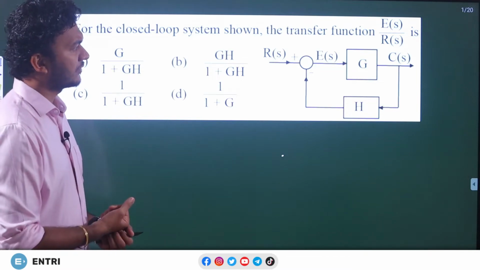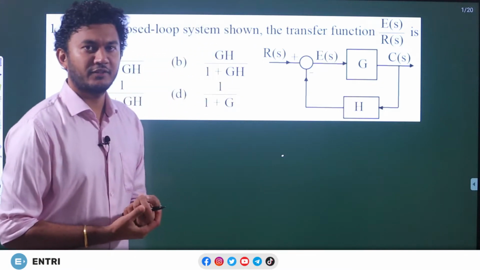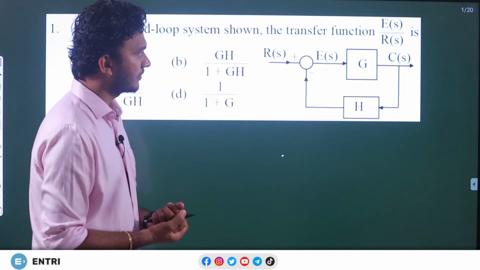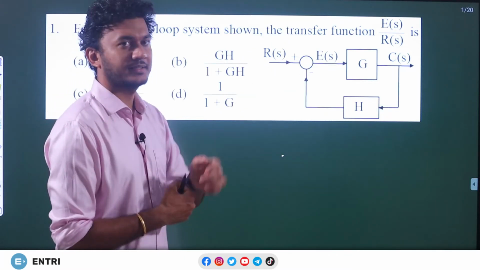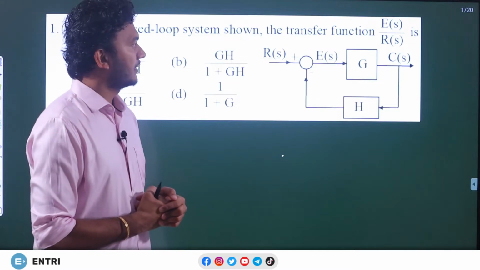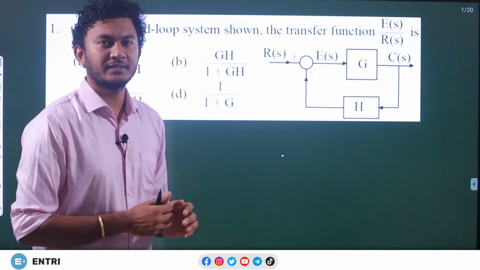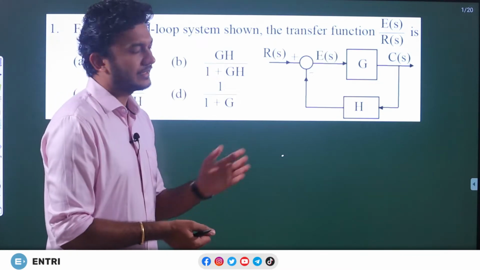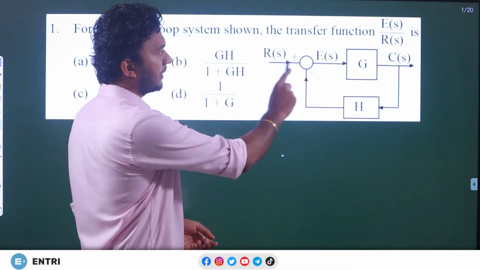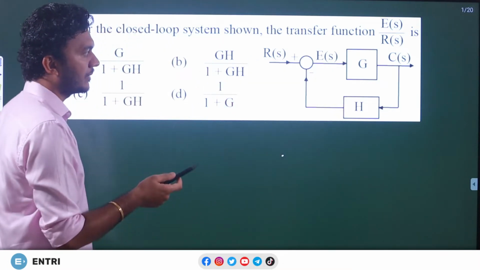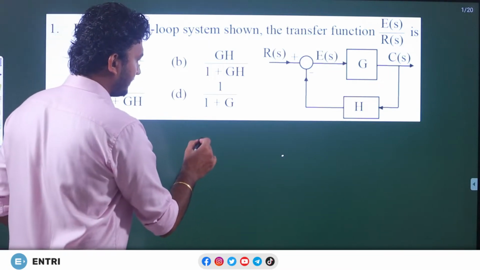So E of s by R of s, you can use your signal flow graph. From R of s to E of s, how many paths are there? Single path, and we have only one loop, that is loop transfer function or loop gain is GH, delta value is 1 plus GH. So instead of G by 1 plus GH, E of s by R of s is 1 divided by 1 plus GH. So that is option C.